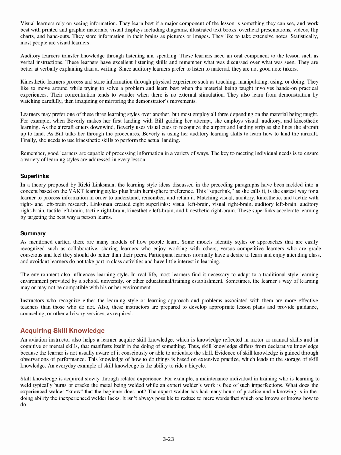This knowledge of how to do things is based on extensive practice, which leads to the storage of skill knowledge. An everyday example of skill knowledge is the ability to ride a bicycle. Skill knowledge is acquired slowly through related experience. For example, a maintenance individual in training who is learning to weld typically burns or cracks the metal being welded, while an expert welder's work is free of such imperfections.